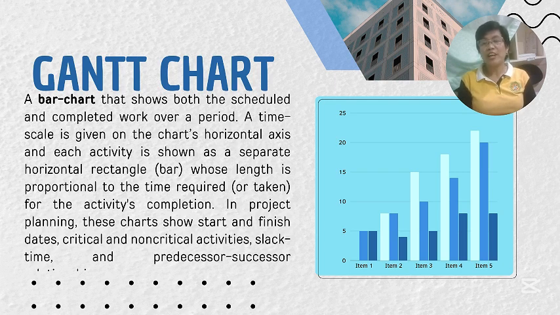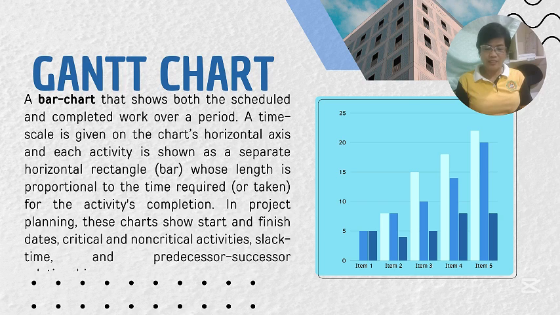A Gantt chart is a bar chart that shows both the scheduled and completed work over a period. A time scale is given on the chart's horizontal axis, and each activity is shown as a separate horizontal rectangular bar, whose length is proportional to the time required or taken for the activity's completion. In project planning, this chart shows start and finish dates, critical and non-critical activities, slack time, and predecessor-successor relationships. It shows the progress of your work in relation to the project plan.